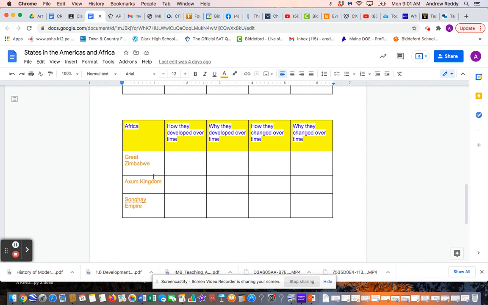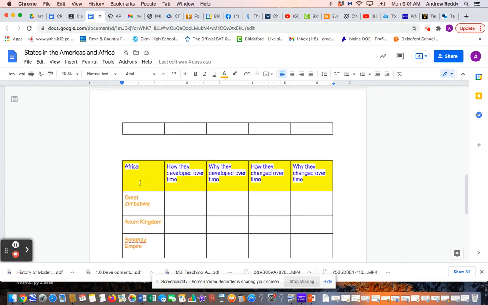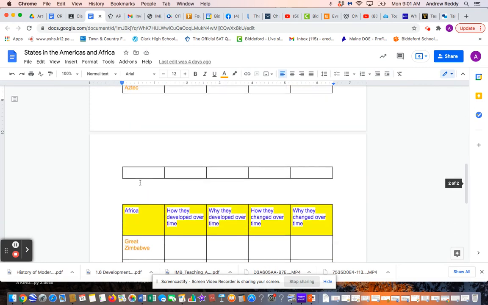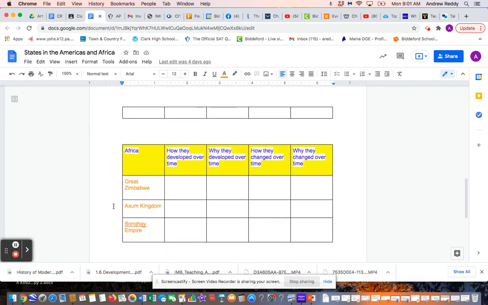Like I said before, I think these PDFs are pretty thorough, but if you want to look at these empires, these six examples, three from the Americas and three from Africa, and do a little independent research through the internet, I would certainly encourage that as well.